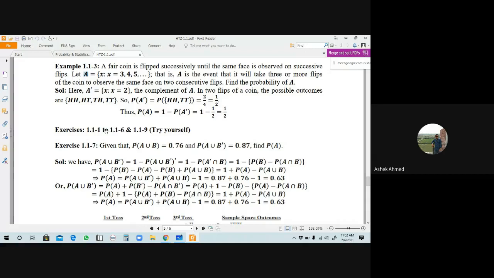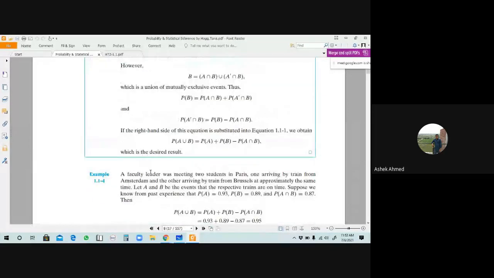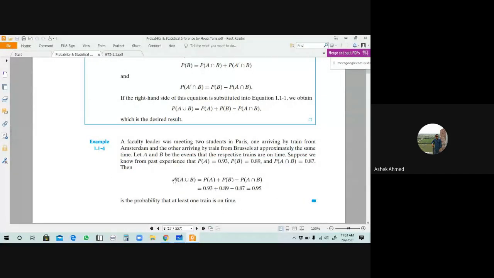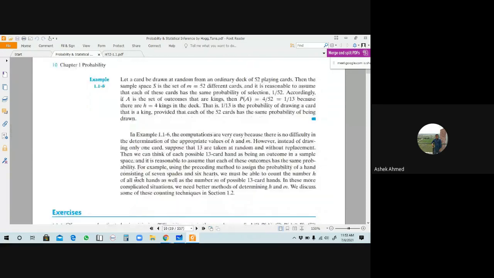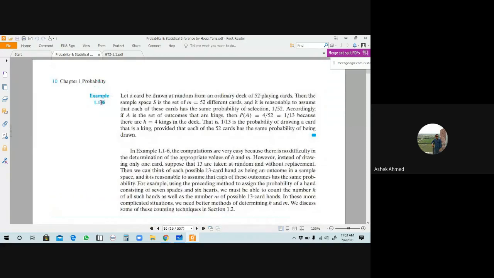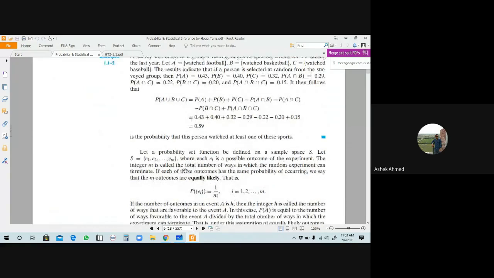Using this concept, you have to solve the problems from exercises 1 up to 6 and also exercise 9 here. Similarly, I have already discussed these formulas. So you have to solve examples 4, 5, and 6 yourself. I have already discussed many types of problems here, you can do 4, 5, 6 on your own.